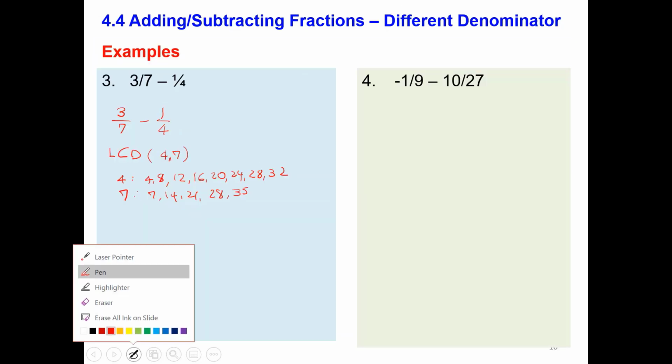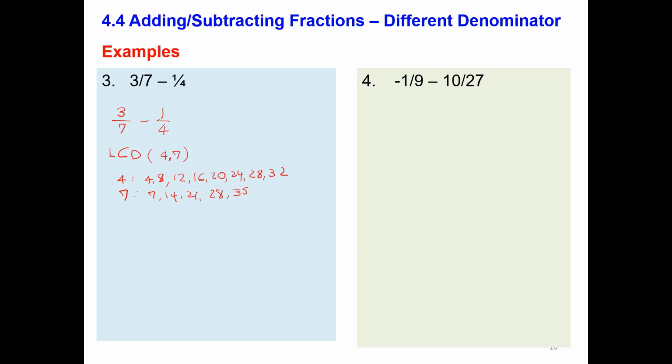The least common multiple is 28. Yes, it's 28. And the LCD is 28. Then step number 2 is we want to find the equivalent fractions. And we want 28 as the denominator.